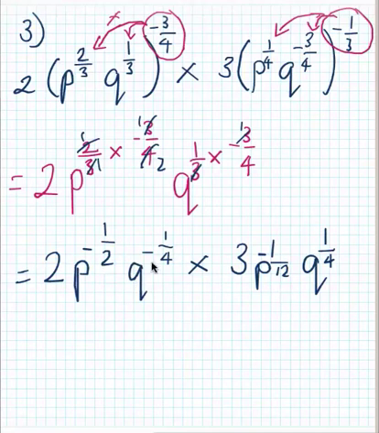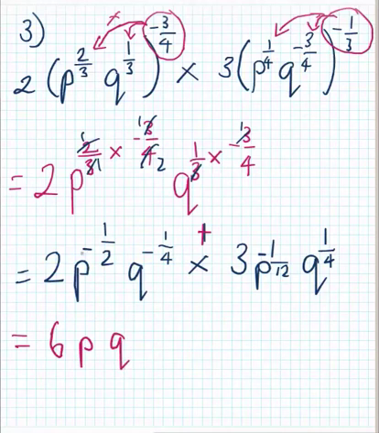So now all we're going to do is add the powers of the same bases, so the p's and the q's, and of course the numbers 2 and 3, because they're just normal 2 and 3, they will simply give us 6. 2 times 3 is 6. So my answer will have a 6. My answer will also have a p and a q, but now I have to add their powers.